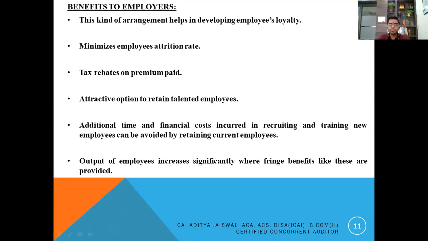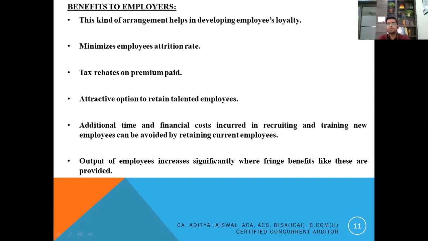Minimizes employees' attrition rate. By attrition rate, we mean the employee turnover rate, or the rate at which employees retire, or vacate their office, or leave their job. Tax rebates on premium paid. We have already discussed the benefits that are available to the employers in the form of Section 37, subsection 1. Attractive option to retain talented employees. This is an excellent tool to retain talented employees.